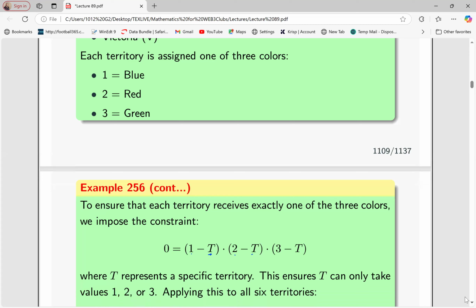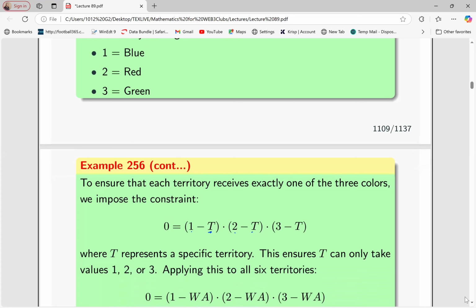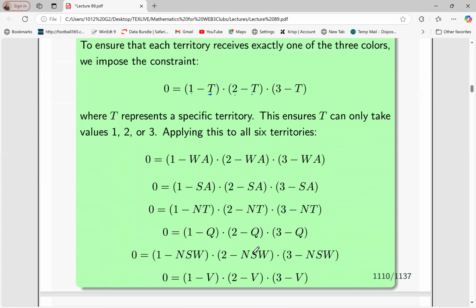Now, in our case, we have 6 territories. So since we have 6 territories, this is what the coloring problem translates to. This then translates to 0 is equal to 1 minus WA, where this one is Western Australia, and so on. So 1 minus the color for Western Australia, then 2 minus the color for Western Australia, then 3 minus the color for Western Australia.